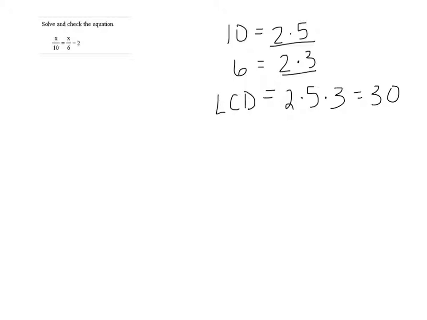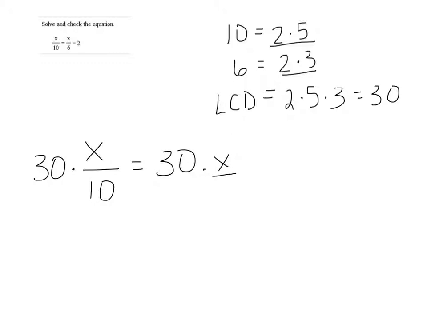Now that we have our lowest common denominator, we're going to multiply each term or each side of our equation by that lowest common denominator. So we're going to multiply this side by it. And when I multiply the right hand side by it, it's got 2 terms, so I need to make sure I distribute that 30. So I'm going to multiply it by both parts. So now I have an equation with all these 30s in there.